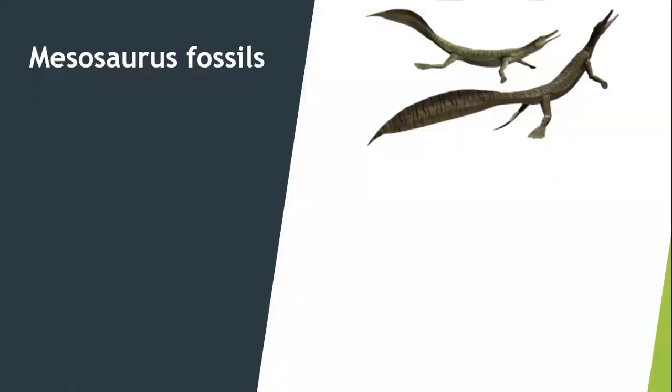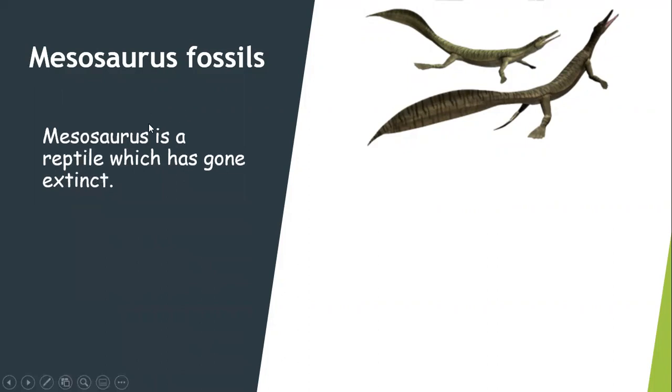Now, how did Wegener start working? Wegener started working on this creature here called Mesosaurus. This creature which you see here is called Mesosaurus. This Mesosaurus is a reptile which has gone extinct now, but it existed a long time ago. We can see its fossils in different places on our earth.